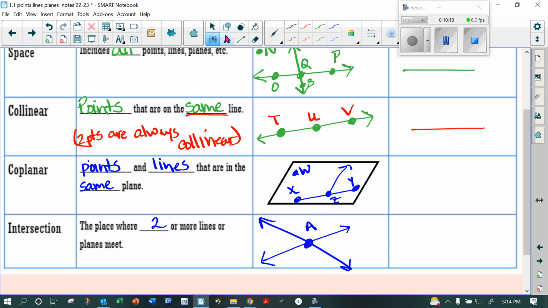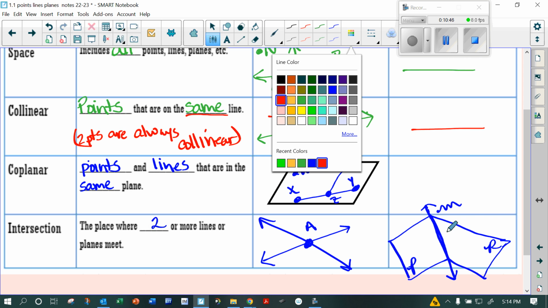If you have two planes intersecting, it's going to look a little different. If I have this plane here, and let's say that it's intersecting this plane here, so I've got plane P and plane R, these two planes are intersecting at this line right here. So we'll call this line M, just to keep it simple, okay?